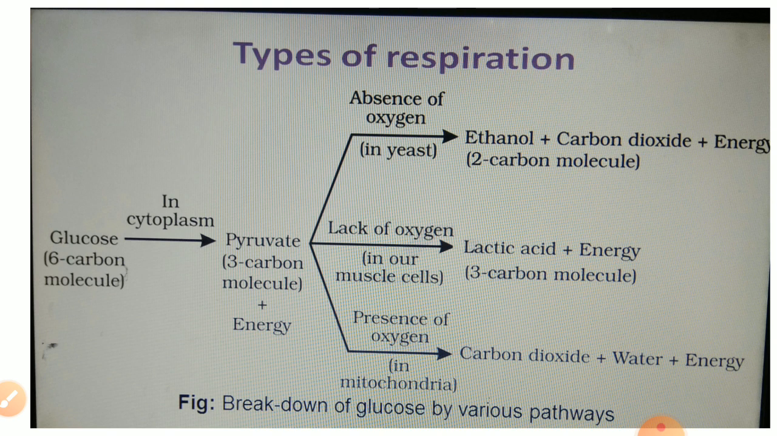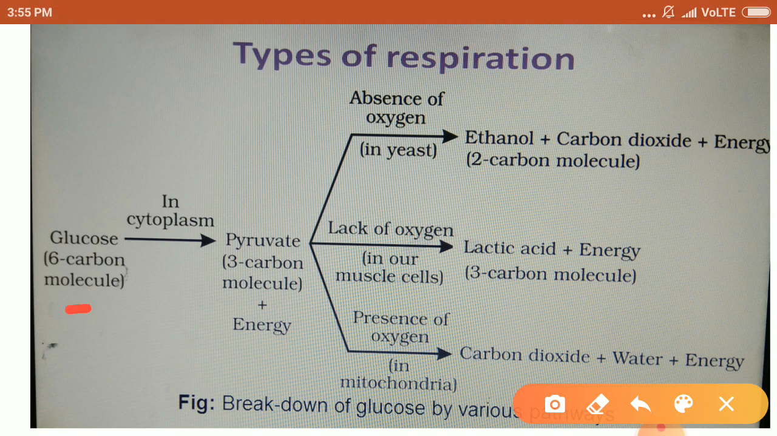So what happens in this? During aerobic respiration, glucose, which is a 6 carbon compound, is broken down into pyruvate, which is a 3 carbon compound. So by breaking one glucose molecule, 2 pyruvate molecules are formed. And this process occurs in the cytoplasm. This is also known as glycolysis. The glycolysis is common for both aerobic and anaerobic respiration.